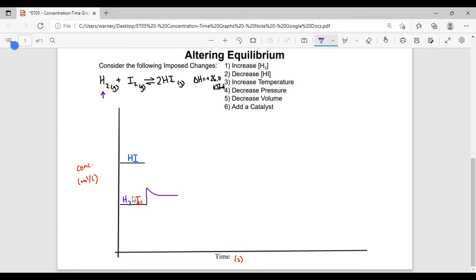Now, typically in a change like this, it's not going to decrease by some crazy new amount, like drop significantly. It's going to use up some of it, but it's not going to get back to the same equilibrium position. We're not going to get back to the exact same amount of H2 anymore.